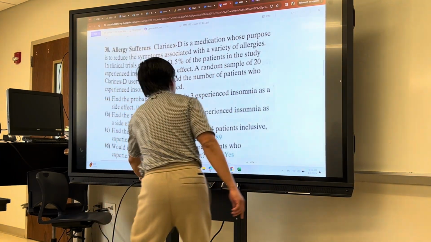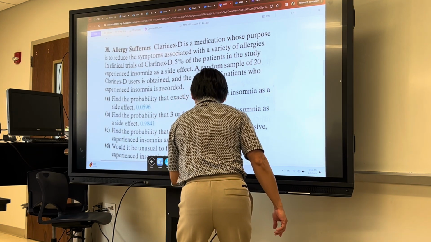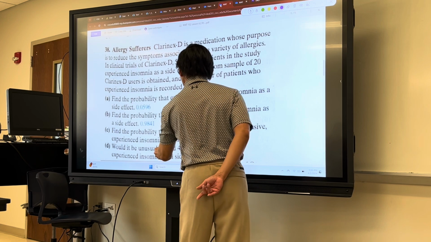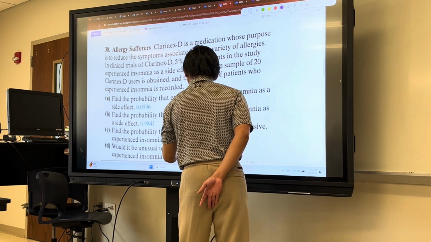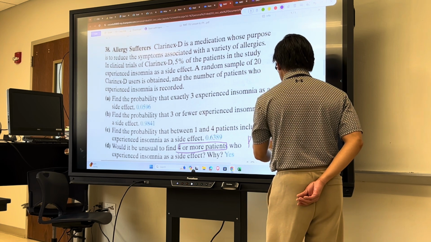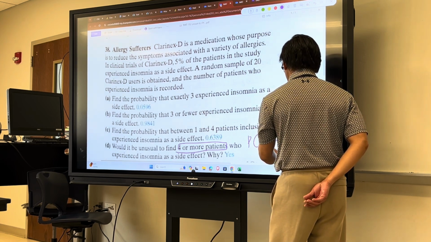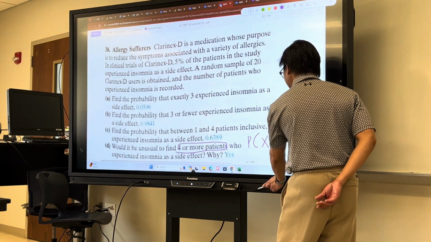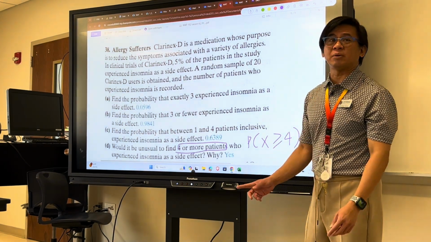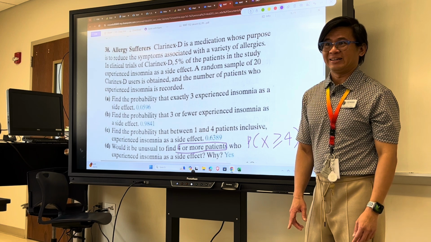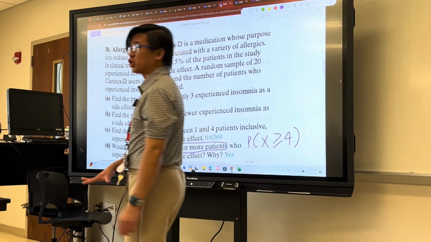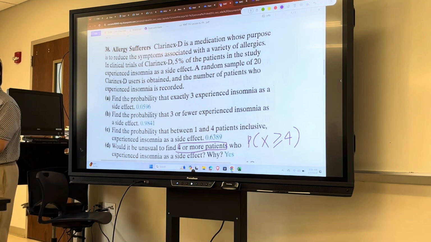Andrew, again, it says in here, 4 or more. So that means the probability that your x is greater than or equal to 4. Okay. 4 is the minimum. Yes, that is correct. And what is the maximum, by the way? 20. Thank you. That is correct. All the patients to consider for such.